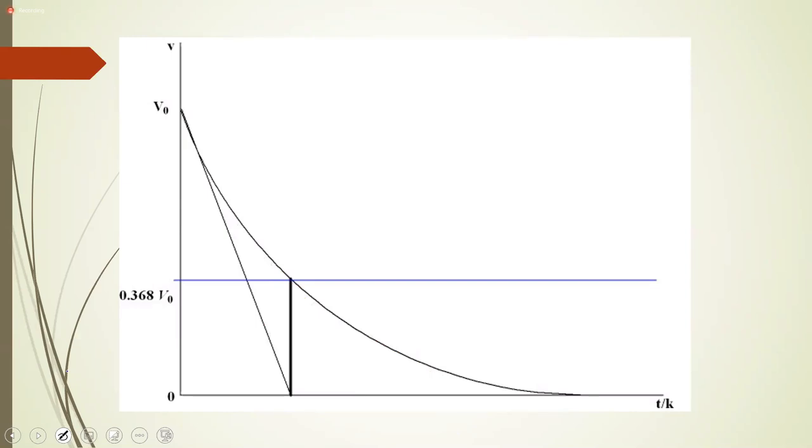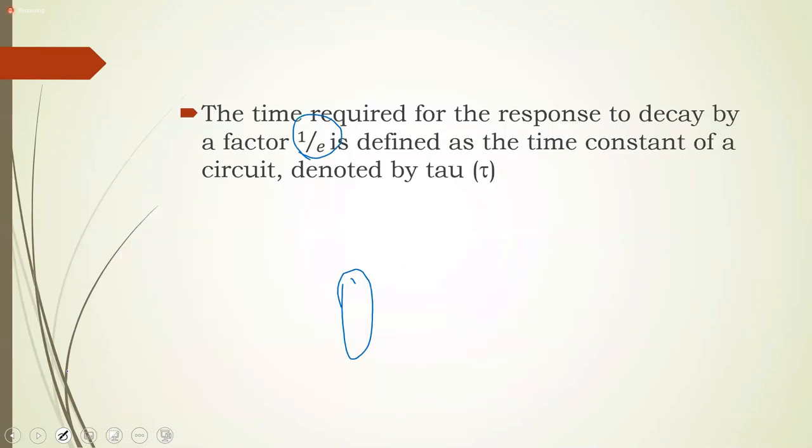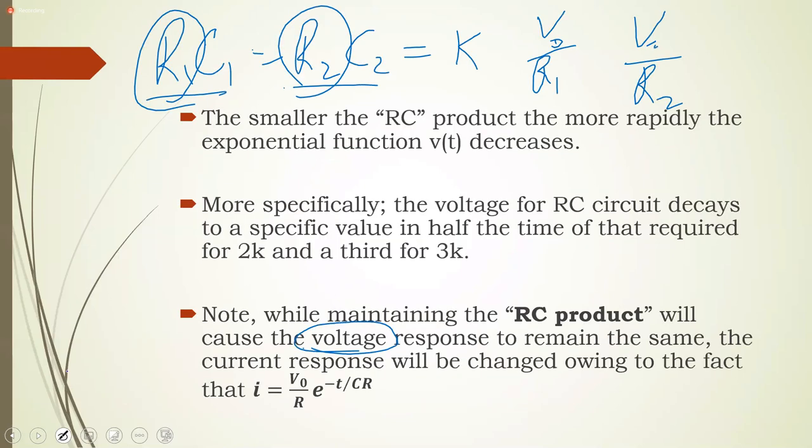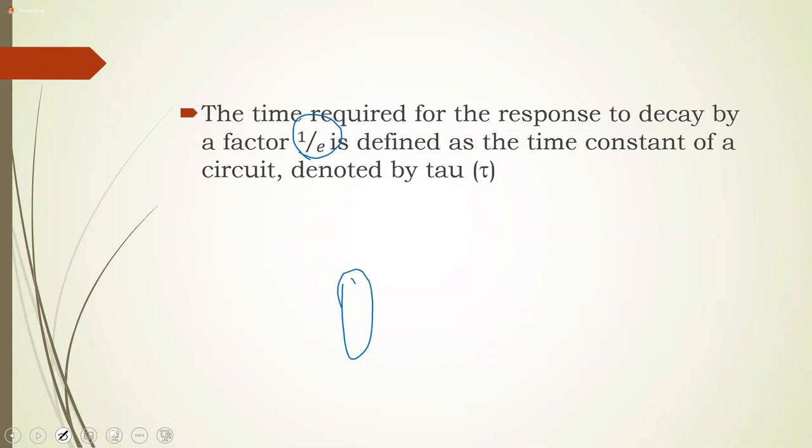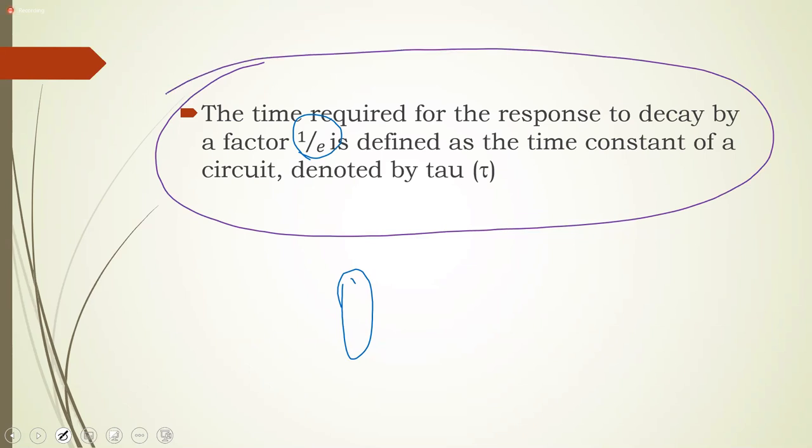Hold on. Remember, each of those, we had that RC was equal to 3K, was equal to 2K, was equal to K. So those RC products were all different. What we're showing is that, let me just go back there. Okay, this definition, keep this in mind.